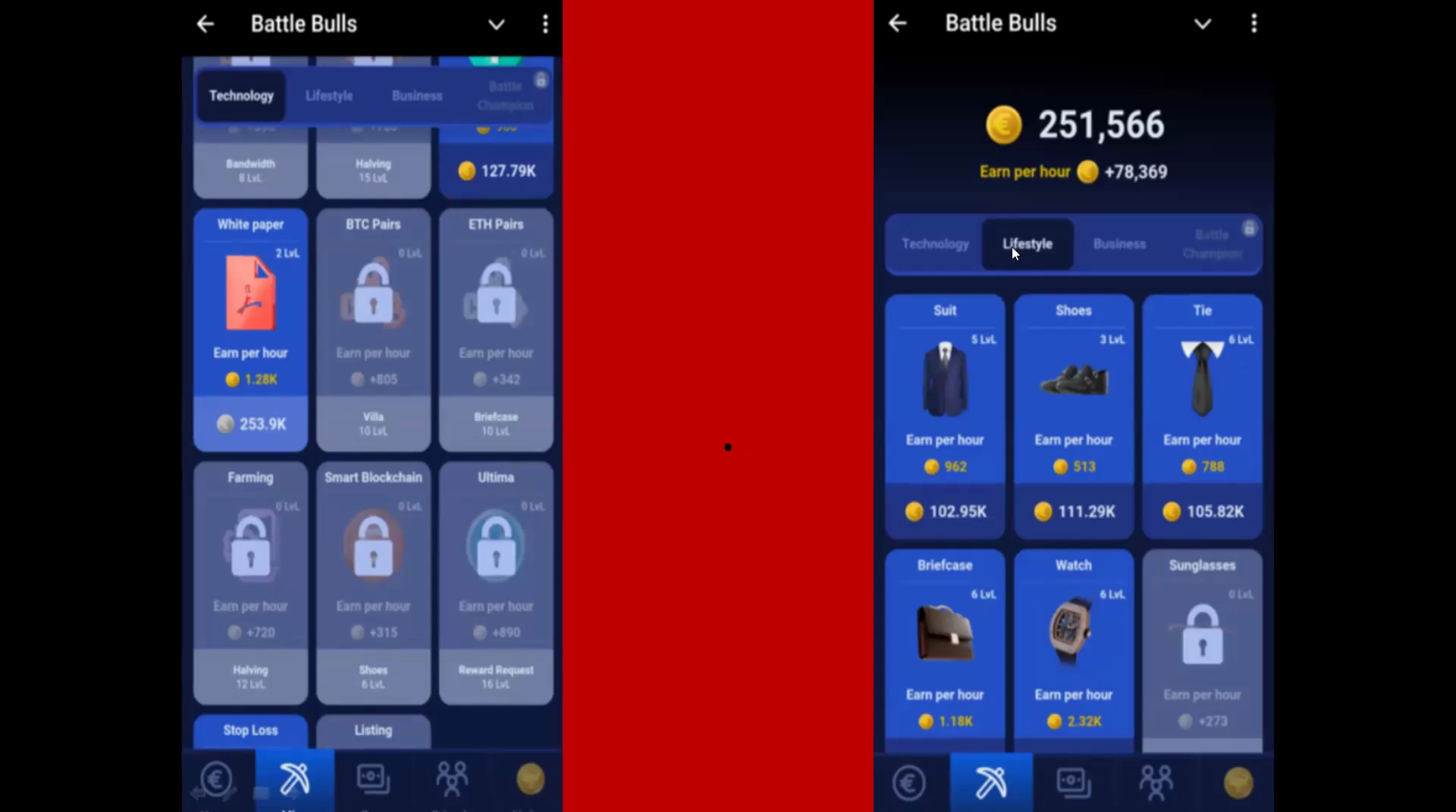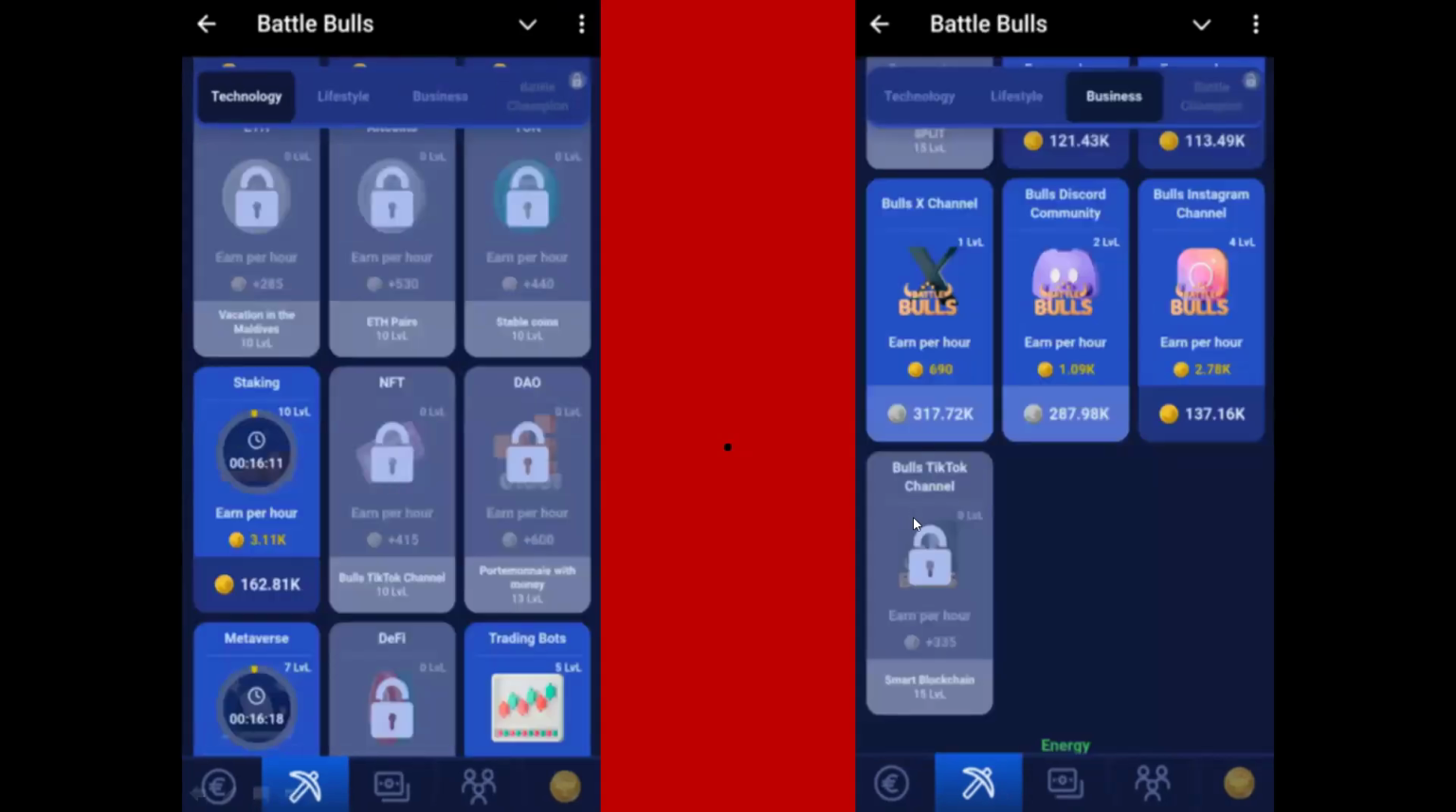Now, if we come here, maybe under Lifestyle, we'll discover that the Shoes card is there. It does not have a lock. So I will need to click on this card 6 times. Once I do that, I would have removed this lock. And once this lock is removed, I will need to click on the lock on the card Smart Blockchain. Now, the Smart Blockchain, which we saw here, we need to click on it 15 times before this lock will disappear from Bull's TikTok.